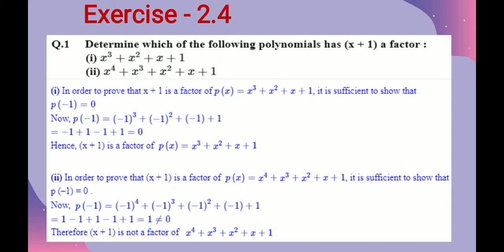Now, (minus 1) raised to the power 4 is equal to plus 1. Then (minus 1) raised to the power 3 is equal to minus 1. (Minus 1) raised to the power 2 is equal to plus 1. Then plus minus 1 is equal to minus 1, and then plus 1, and on solving this we will get 1, which is not equal to 0. Therefore, x plus 1 is not a factor of x raised to the power 4 plus x raised to the power 3 plus x square plus x plus 1.